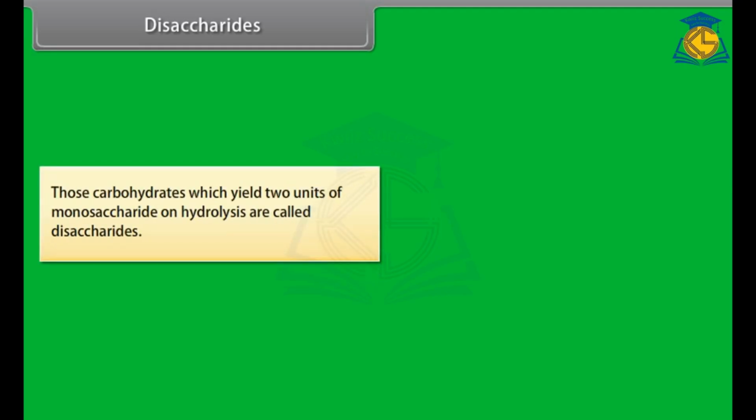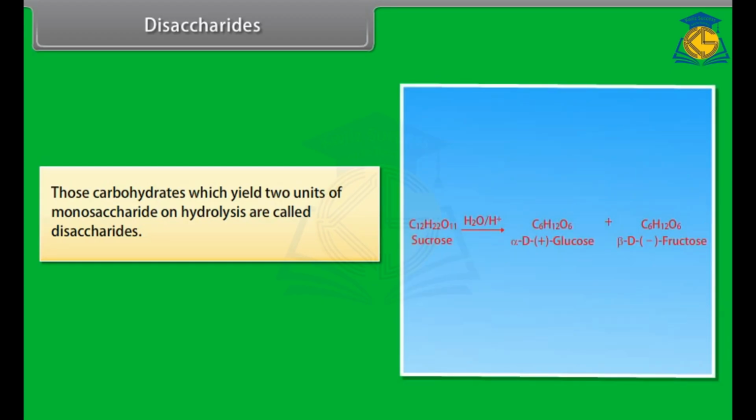Disaccharides. Those carbohydrates which yield 2 units of monosaccharide on hydrolysis are called disaccharides. For example, sucrose yields alpha-D-glucose and beta-D-fructose on hydrolysis. This means that disaccharides are formed by condensation reaction between two monosaccharide units.